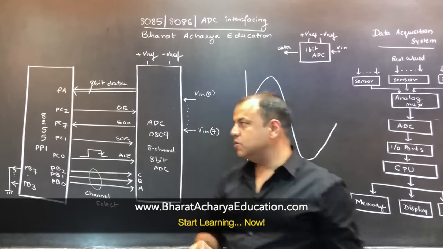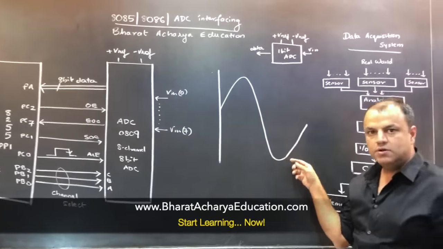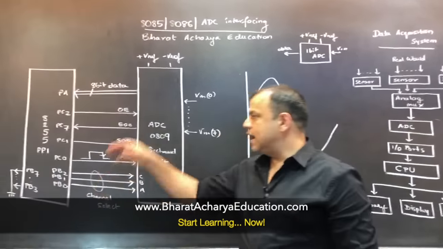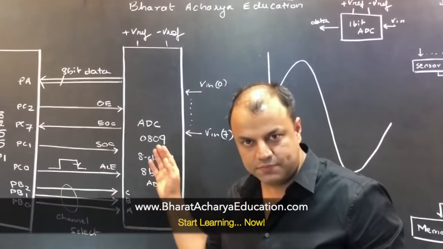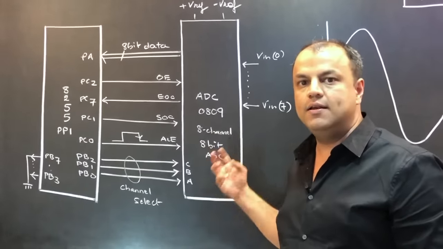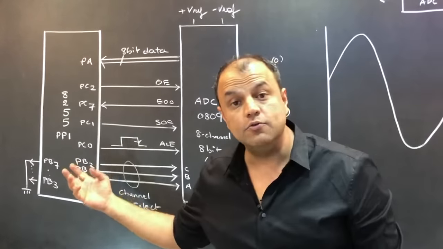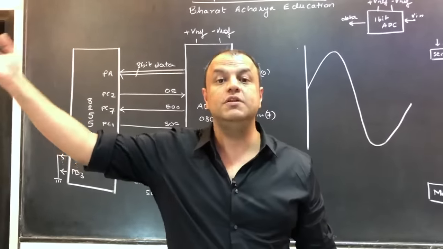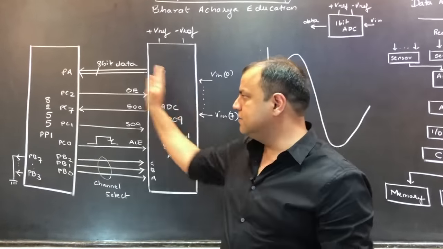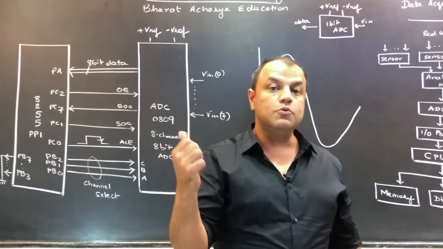First, I'm going to tell you what is the meaning of analog. How does A to D happen? How does this become digital? This is an interfacing video. So you're going to interface the standard ADC 0809, 8-channel 8-bit A to D converter, with 8255, which will be further interfaced with the microprocessor. The microprocessor can be either 8085 or 8086. That's irrelevant. This part of the connection remains the same. So I'm going to be teaching you that.